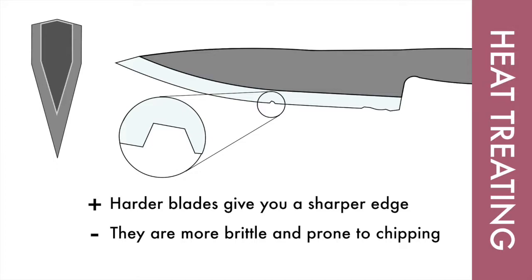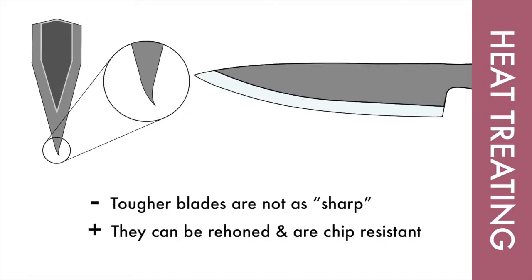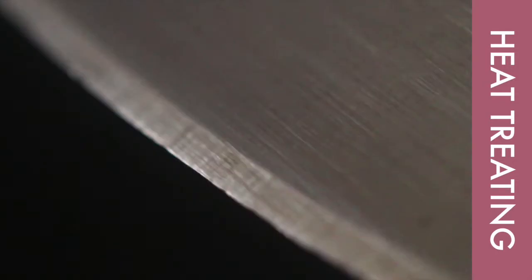A harder blade can give you a sharper edge, but they're more brittle and prone to chipping. Tough blades, on the other hand, are not going to be as sharp, but they can be rehoned and are chip resistant. These elements might not be immediately apparent, but they are fundamental to how a knife works.